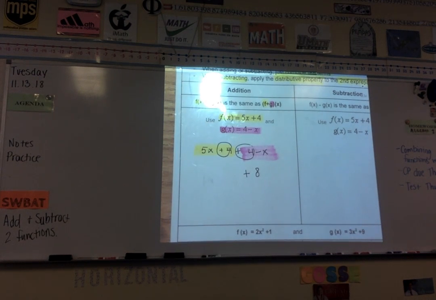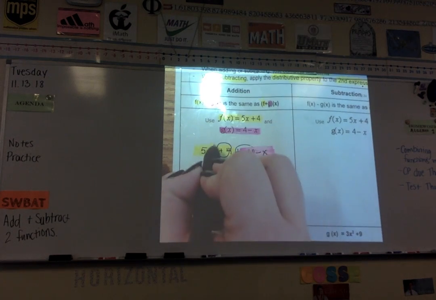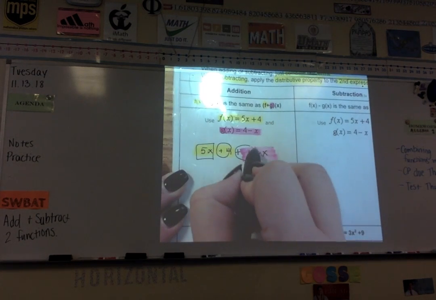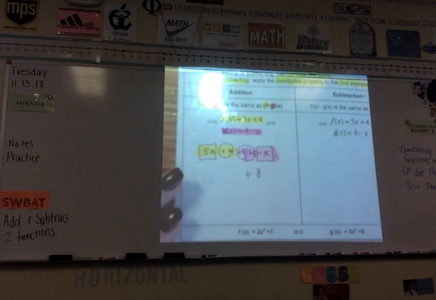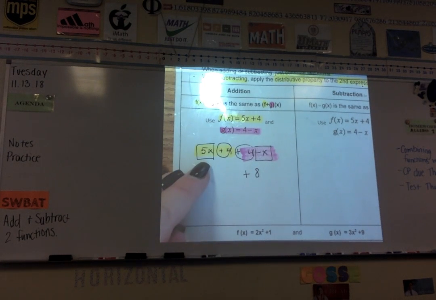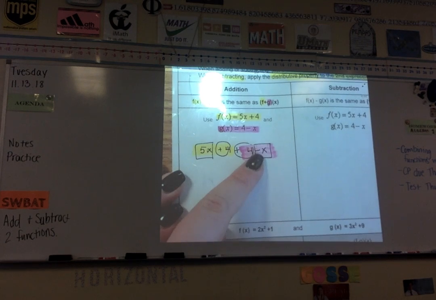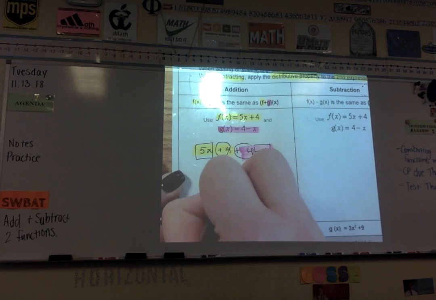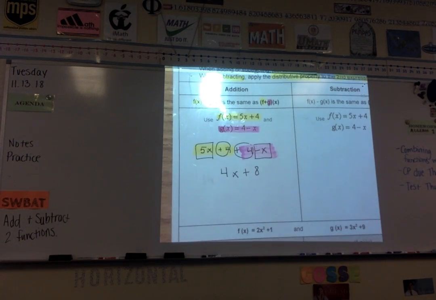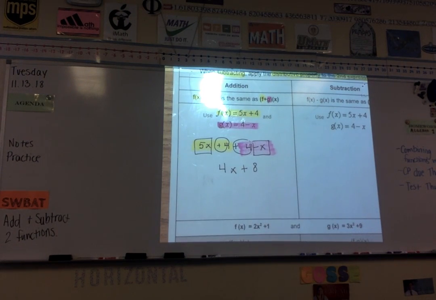Sue, what is the other set of terms that can get combined? 5x and x. Good. I'm going to put a box around those. Remember doing this last year? Well, you also did it at the beginning of this year, so hopefully you do remember it. So what's 5 minus 1? 4. So we have 4x. That is your final answer: 4x plus 8. Okay?